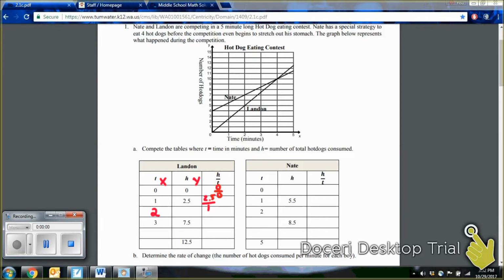Okay. Now I'm going to give you a second. Using your graph for Landon, I want you to see if you can figure out what our h will be when t is 2. Okay, or what is our y when our x is 2. So I'll give you a second for that.